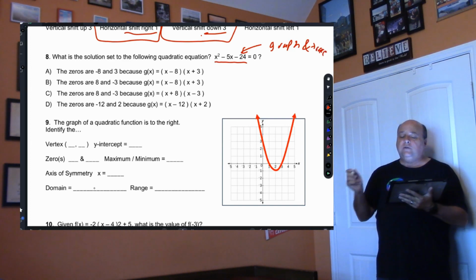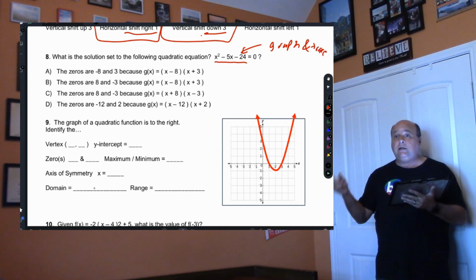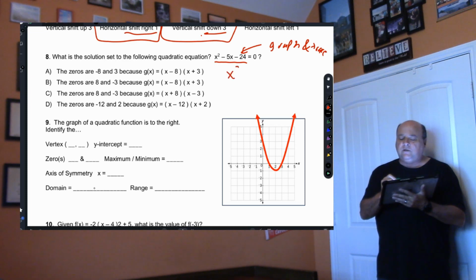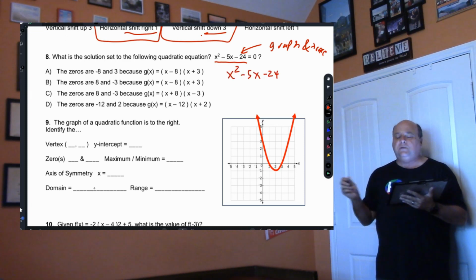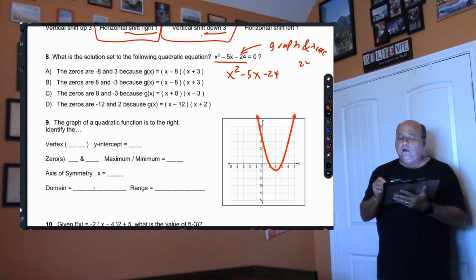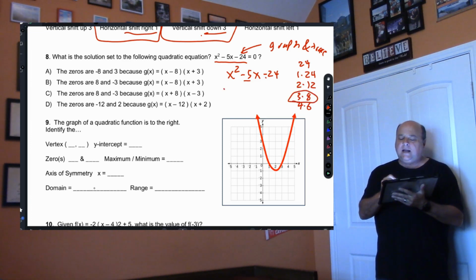I'm going to kind of do this and just get the zeros, okay? Y'all can do that. Let's factor this though. X squared minus 5x minus 24. I'm going to drop the 0. I'm going to factor. The factors of 24 are 1 and 24, 2 and 12, 3 and 8, and 4 and 6. I want to subtract and get 5, so the 3 and the 8 work, don't they? So I'm going to have a -8 and a +3.